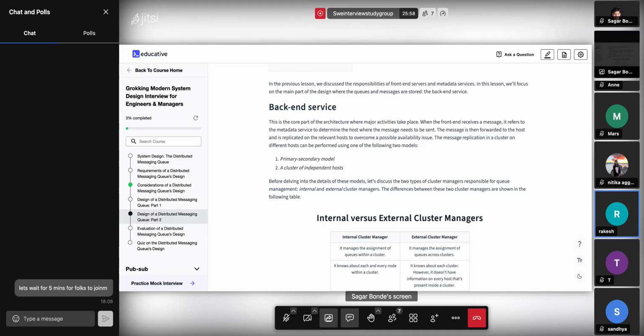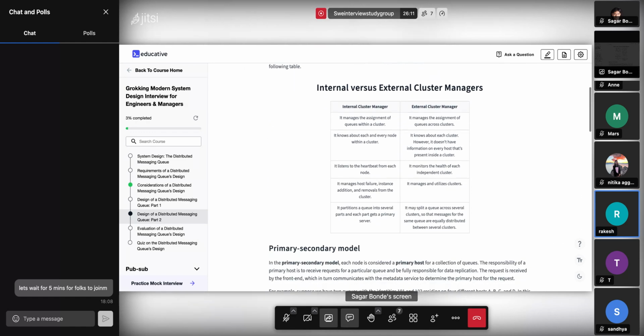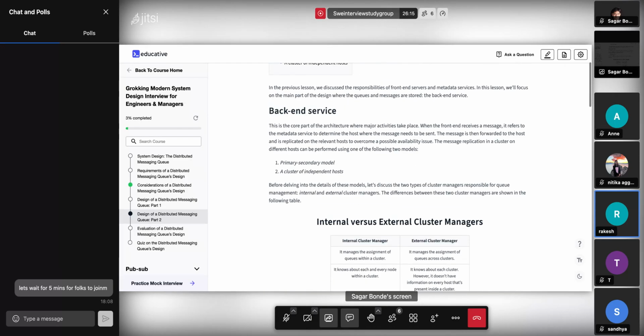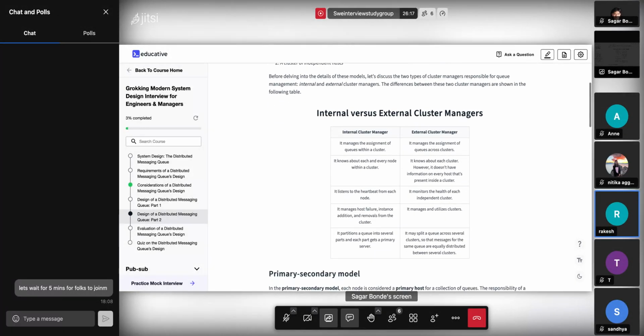primary-secondary model and a cluster of independent hosts. So message replication on different hosts, in the sense, there was one diagram I had seen above, I think. Yeah, I had seen some.